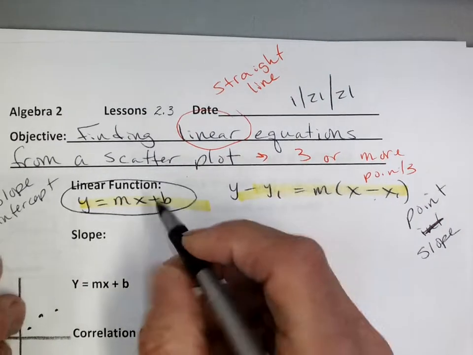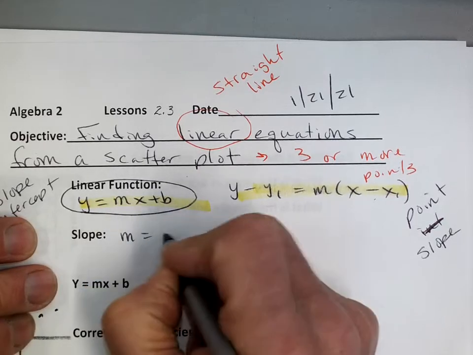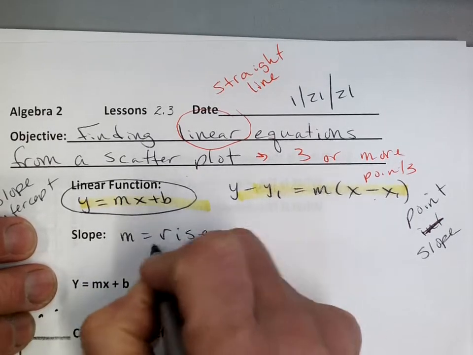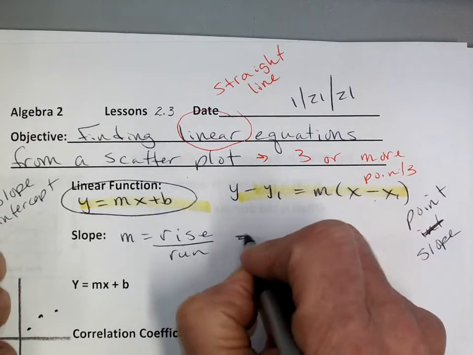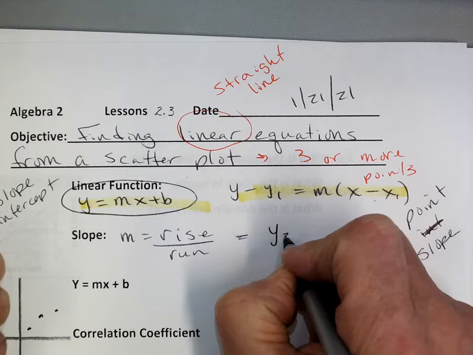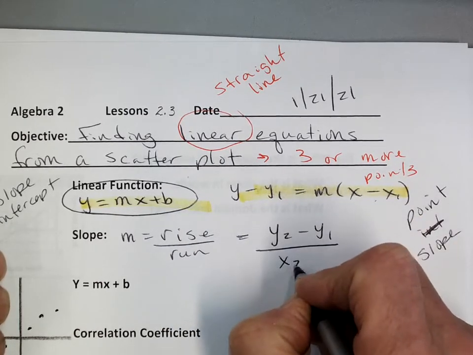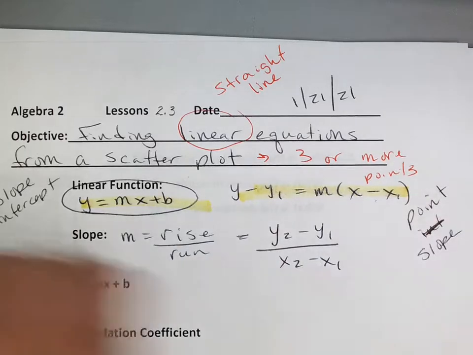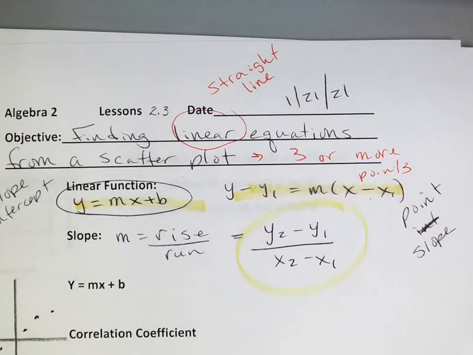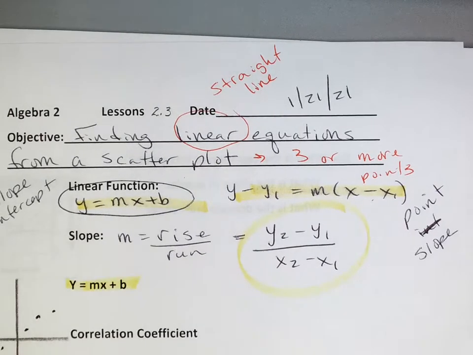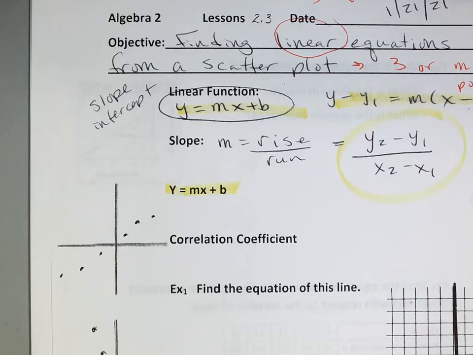We know slope is a fraction. Slope m is equal to rise over run. But we have a formula, right? m equals y2 minus y1 over x2 minus x1. We did that in the warm-up. So there it is. Here's our y equals mx plus b. I already got that. Now, the correlation coefficient is this.